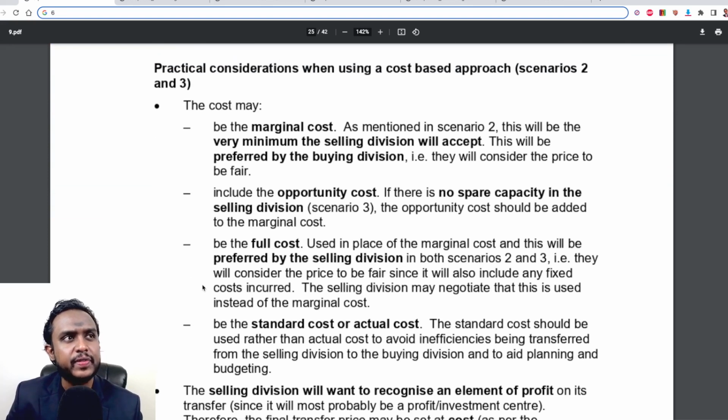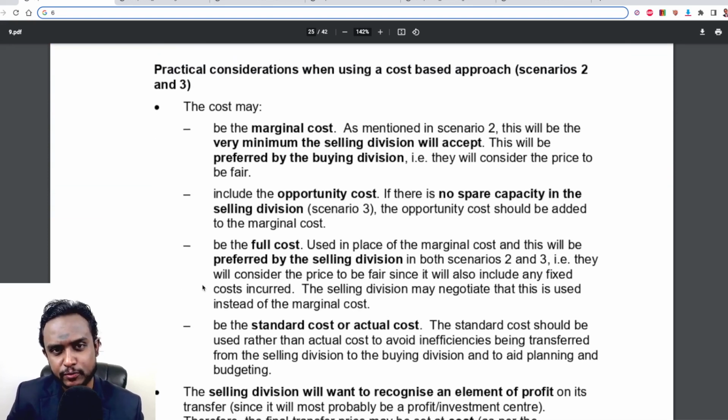Generally, when we use this type of approach, we call it a cost-based approach, because you're starting from the base. Your logic is based on the cost, what you're spending to manufacture. That's your beginning. Your minimum is the marginal cost, so you're trying to recover at least that, and from there onwards, you keep working upwards. At the end of the day, it's a matter of negotiation between two divisional managers.